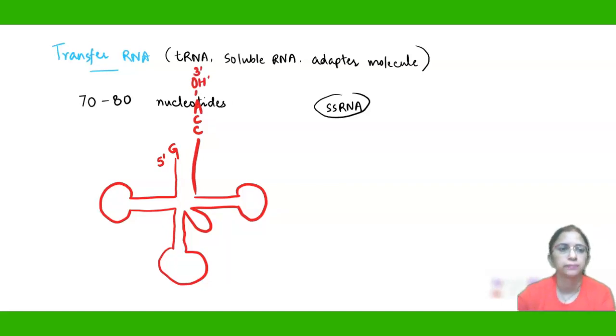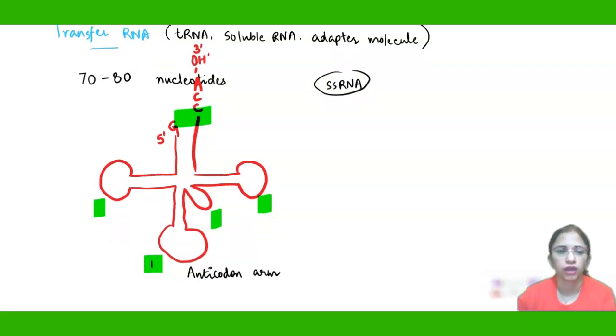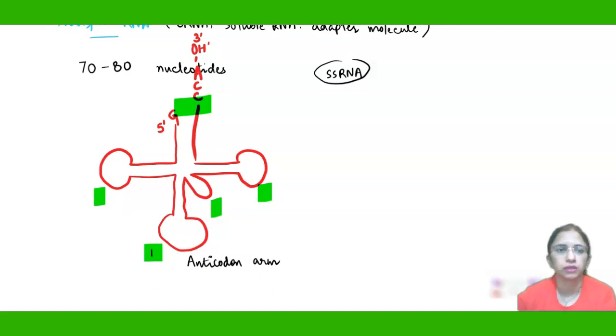Okay, so how many arms do we have? One arm is this, and this will also be counted as one of the important ends of tRNA. Let's discuss one by one. So this is our anticodon arm, and this will be the one that binds to the messenger RNA.